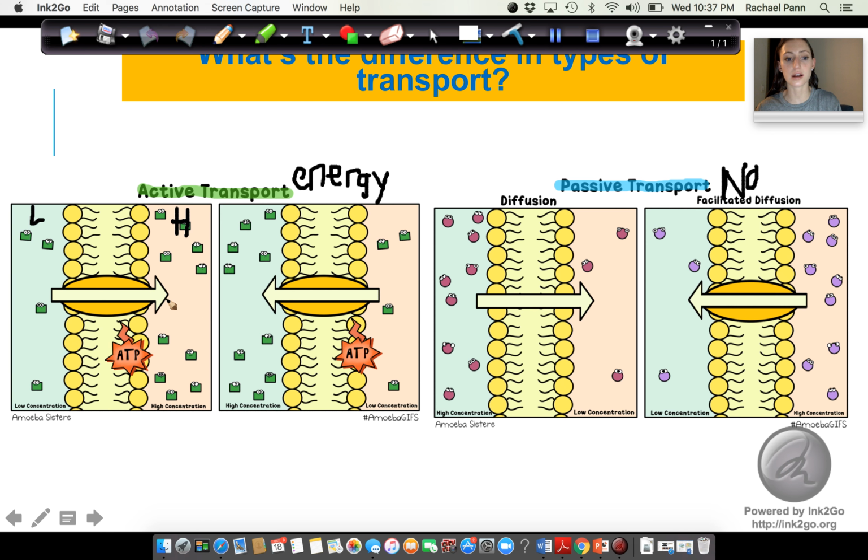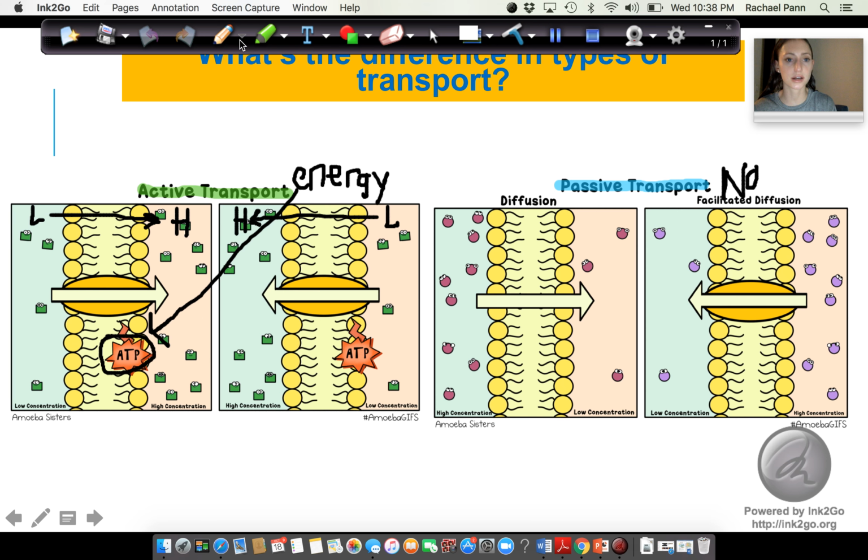Take a look at our arrow. It tells me molecules are moving from the low side to the high side using ATP. You should remember from our notes that ATP and energy are synonyms. Let's take a look at this second picture. Again, over here I'm going to have the high side because I have more molecules. Over here, I have the low side. Take a look at my arrow. Molecules are moving that way from low to high.